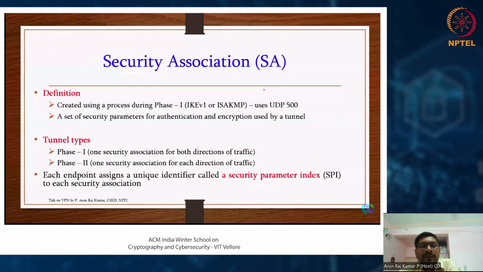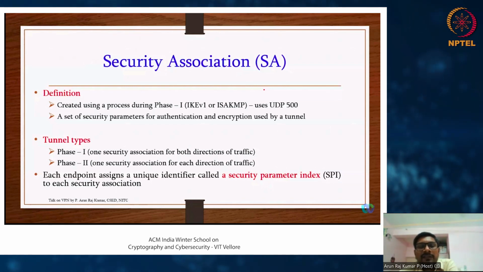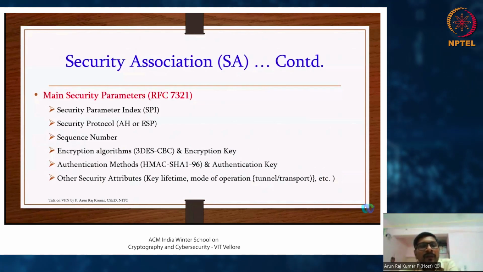So if you see, there will be three security associations required for one tunnel creation. The phase one security association, and in phase two, one security association for the sender and one for the receiver. So in total, three SAs will be required for one particular tunnel creation.